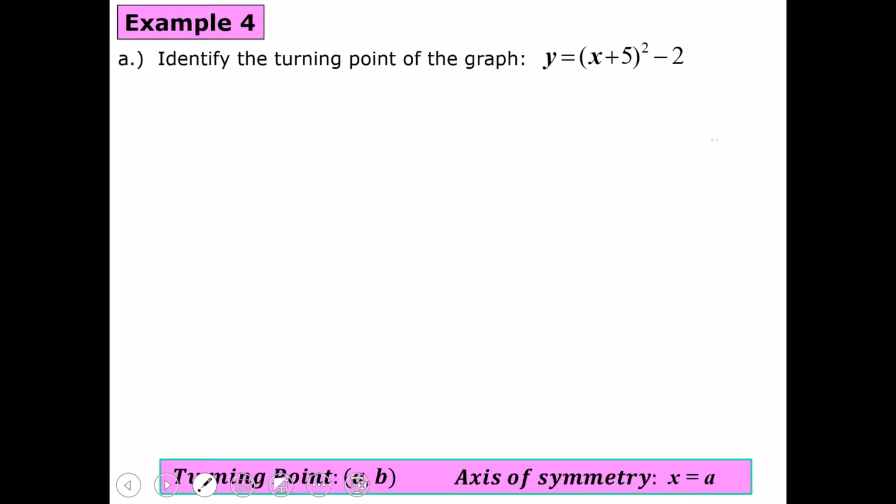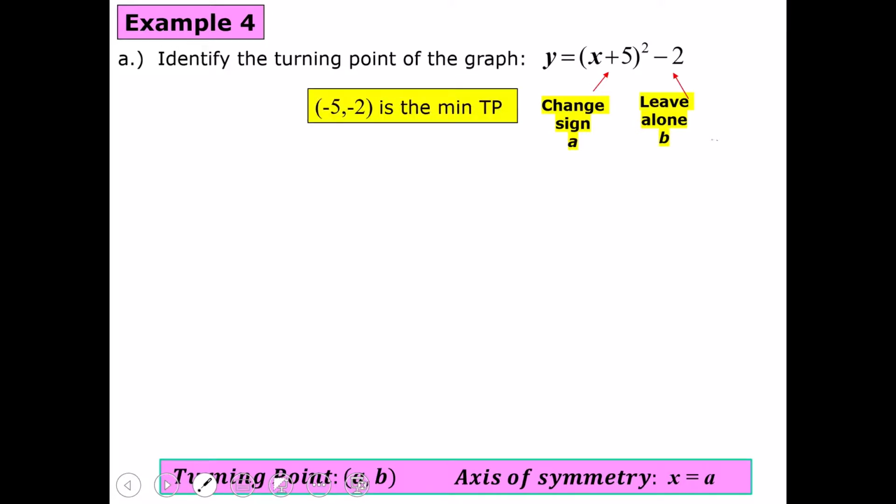Okay, example 4. This time we're just going to work straight with the equation and pick out the turning point from the equation. So identify the turning point of the graph. So we need to find out what a and b are. To find a, we're going to change the sign of this term here. So it's +5, so we're going to change the sign to get -5. And then to find b, we're going to leave that last term alone. So which makes our turning point -5, because we've changed the sign, and -2, which is the minimum turning point.